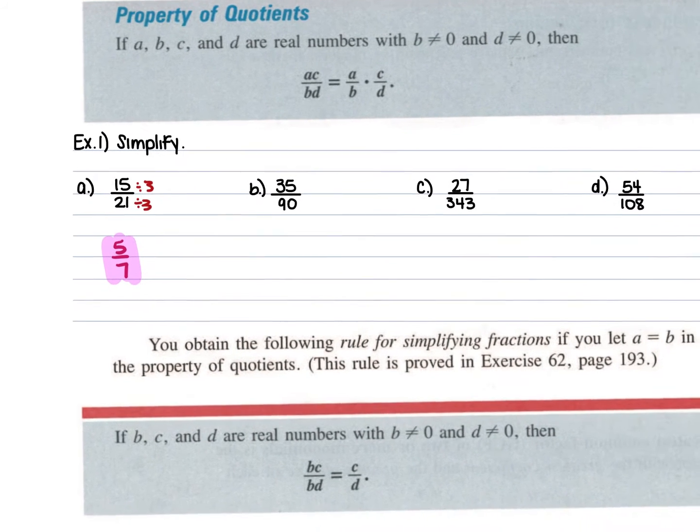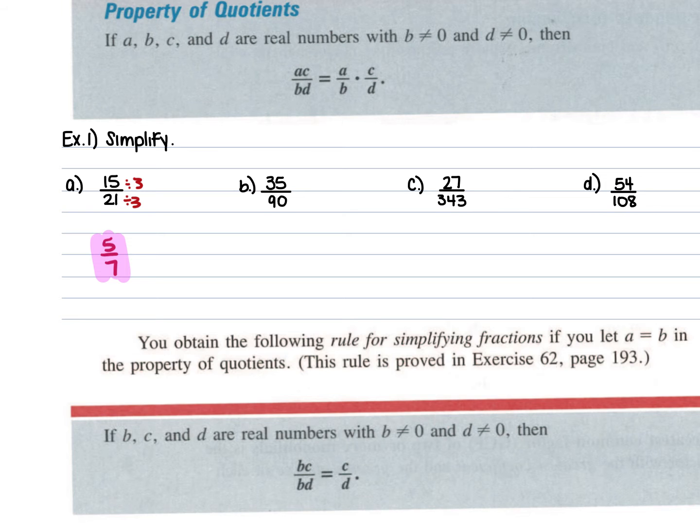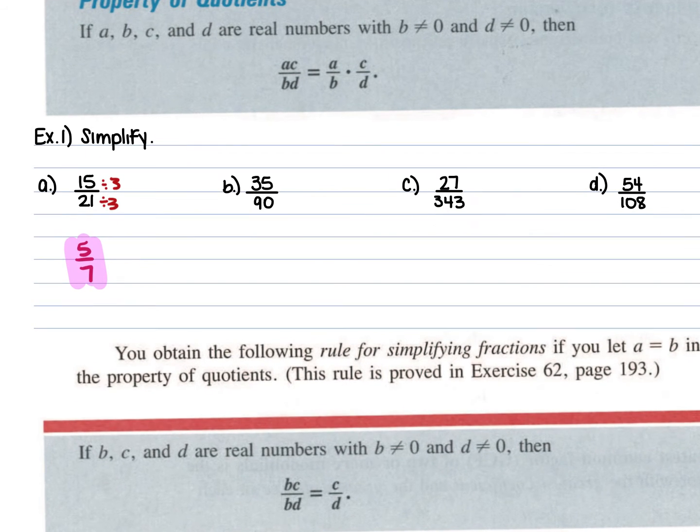For example B, we have 35 over 90. We can divide both of these by 5 to start with. The 35 divided by 5 is 7. And the 90 divided by 5, 5 goes into 9 one time with 4 left over. 5 goes into 40 8 times. So that's 7 over 18.